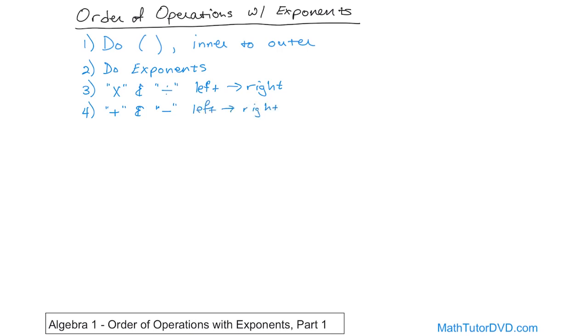I'm writing it down for you here on the board in real time because I want it to sink in. The only thing different that we've added to this list is the exponents here. What I've taught you in the past is to do the parentheses first, inner to outer, then do multiplication left to right along with division left to right, and then do adding and subtracting left to right. So 1, 3, and 4 were what we have talked about in the past. Now that you know about exponents, they come right after the parentheses. You always do those next.